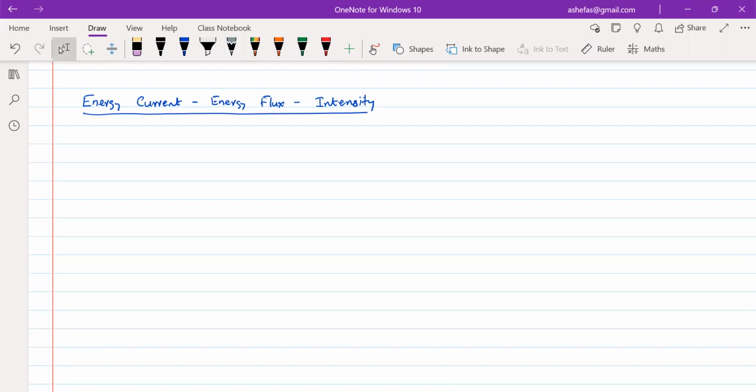Hello, welcome back to our discussion on waves. Today we are going to discuss energy current. It is also called energy flux or intensity. Consider a region in which a wave is propagating.